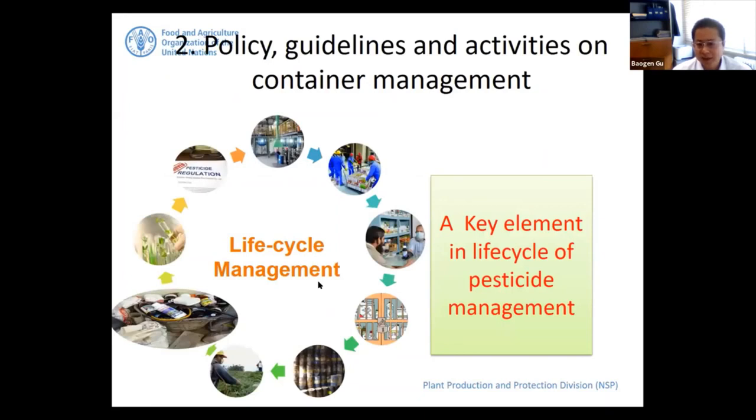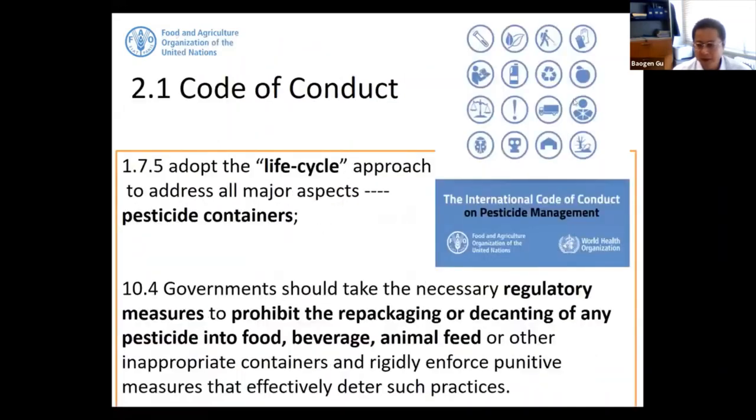So what are the current FAO policy guidelines and technical issues regarding containers? FAO takes a life cycle approach for pesticides, from research, registration, production and use, to, at the end, disposal of stocks and empty container management. In the Code of Conduct, which I think everyone knows, there are specific articles regarding containers. The Code, adopted in 1985, adopted a life cycle approach to address all major aspects, including pesticide containers.